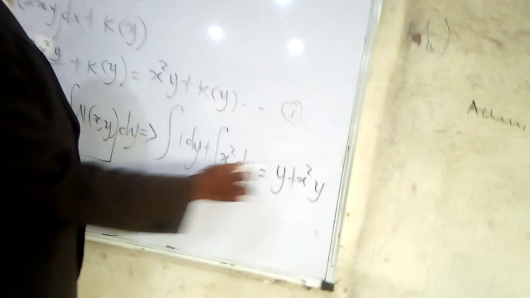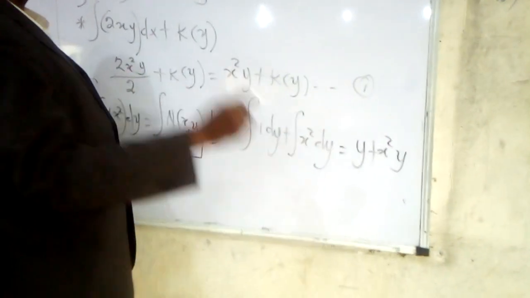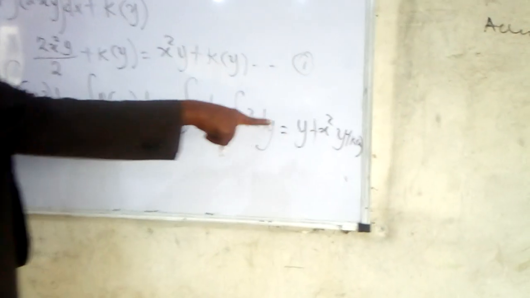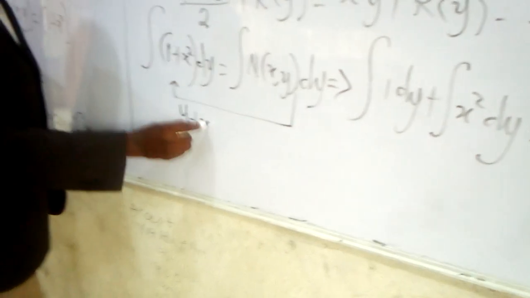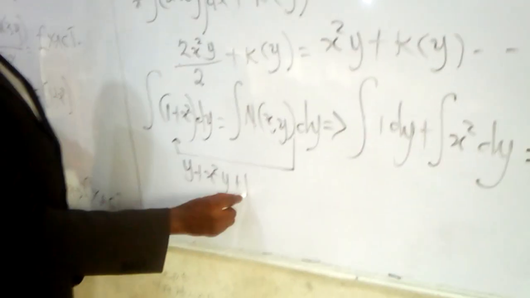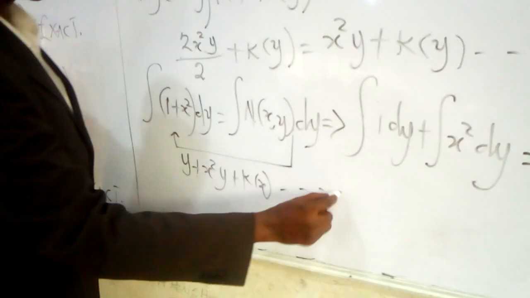If we integrate 1 dy with respect to y, we have y. If we integrate x squared dy, we have x squared y. This is equation 2, but take note that there will be a constant after integration, and that is k as a function of x. So at the end of the day, our equation 2 becomes y plus x squared y plus k(x).